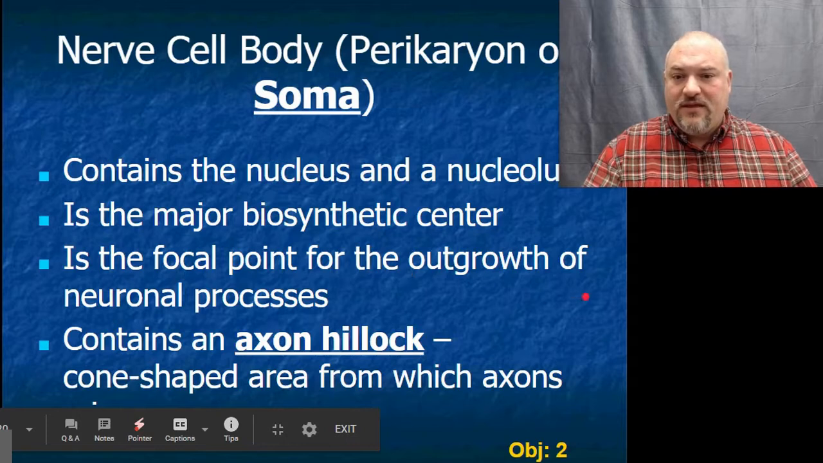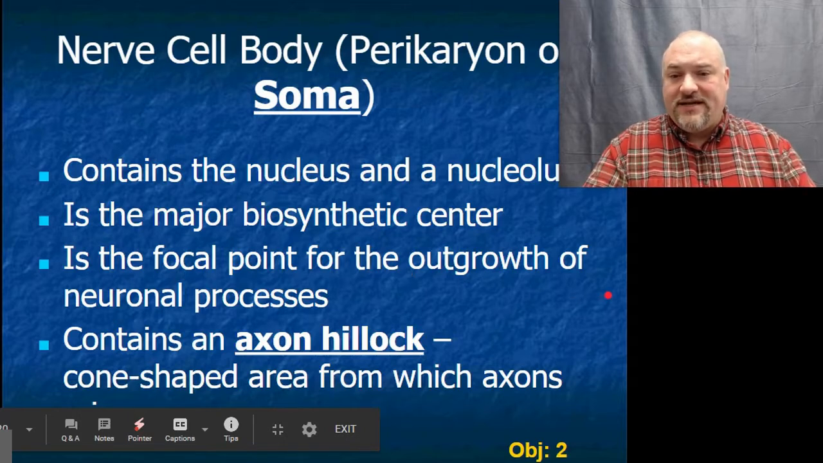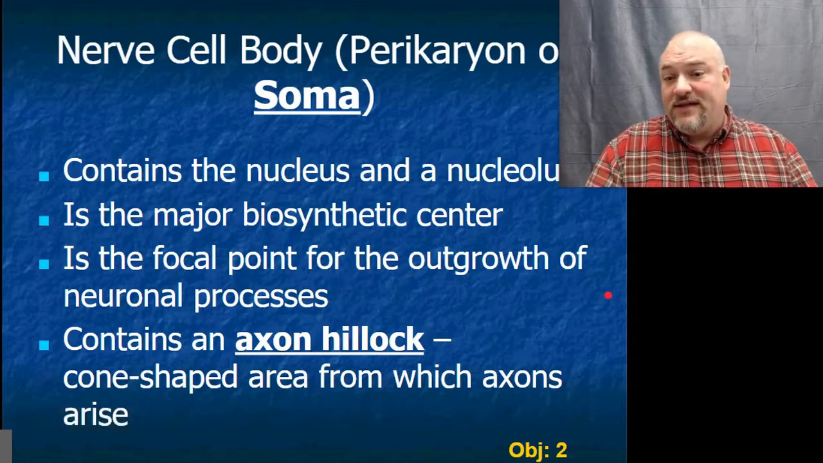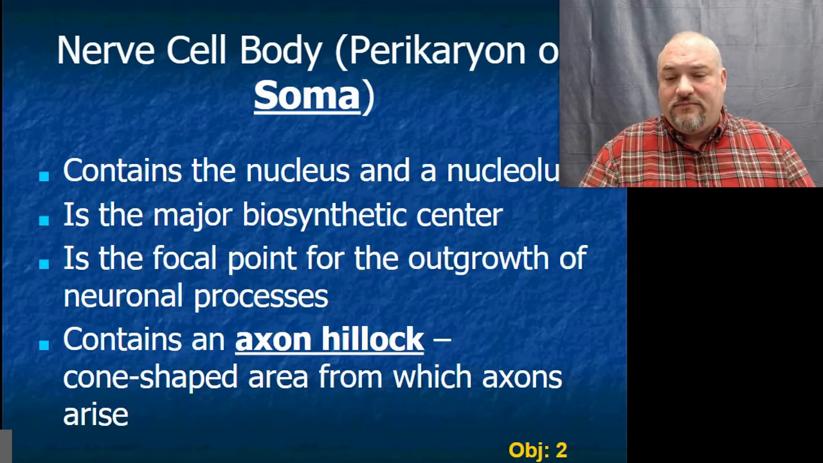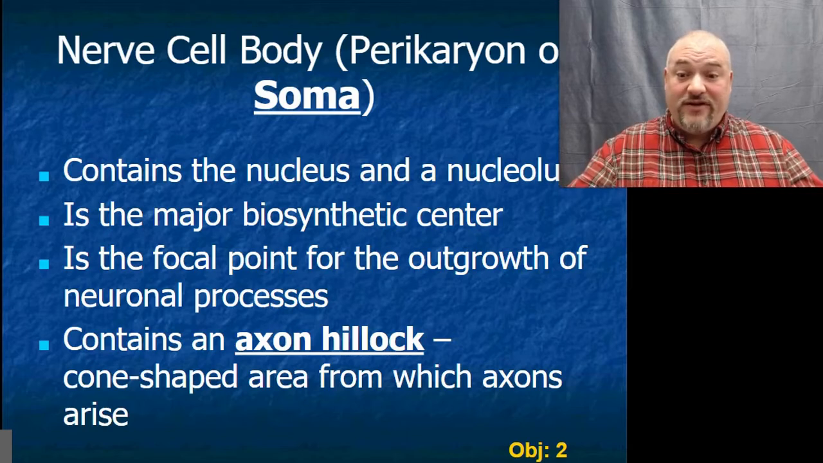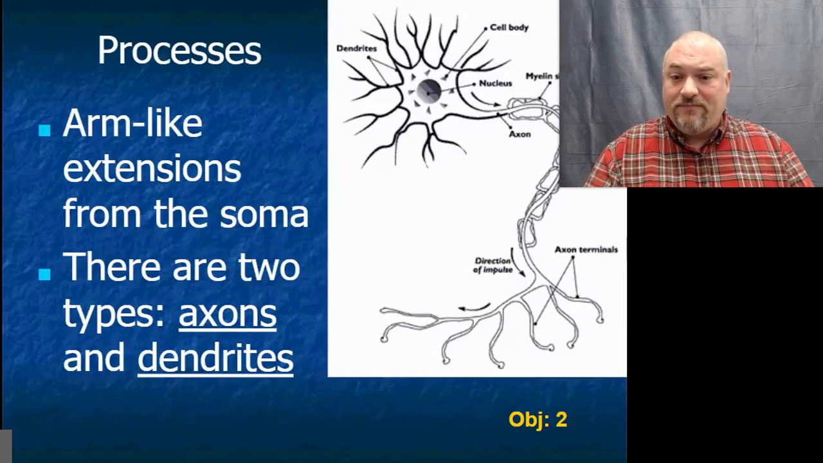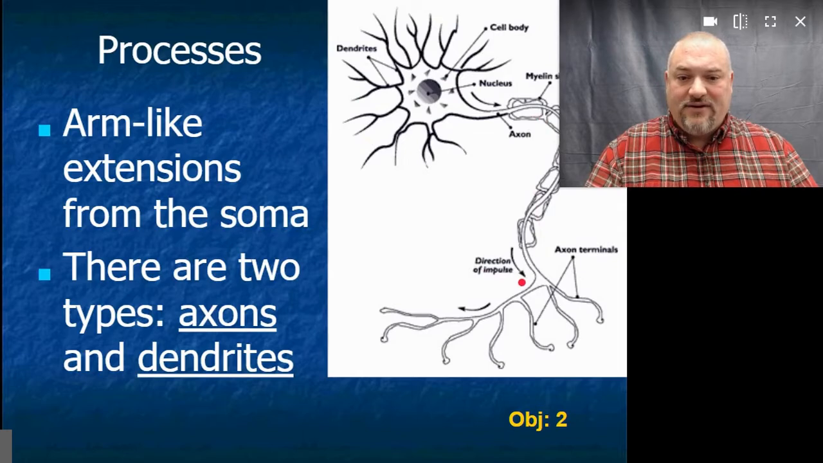In the notes, the soma itself, as already said, contains the nucleus and the nucleolus. It's the major biosynthetic center of the cell. It's where the neuronal processes, the dendrites and the axon, grow out of it. And like I said before, it has that axon hillock as well. So we can see the soma or body here, and the processes would be the dendrites up here and the axon down here.